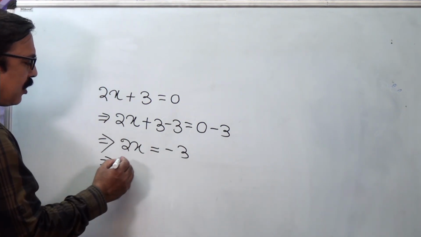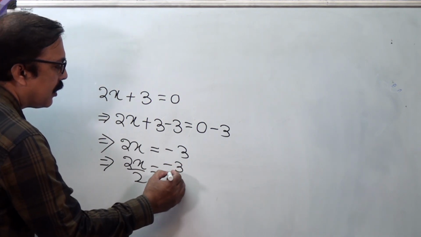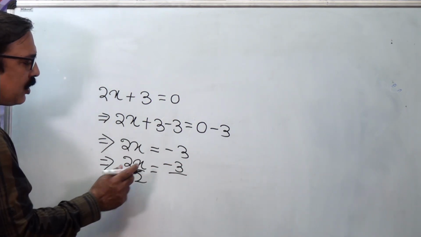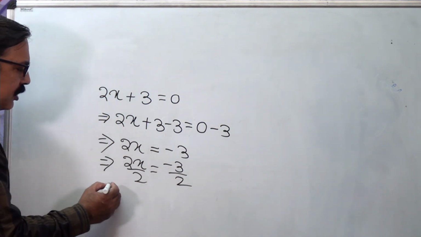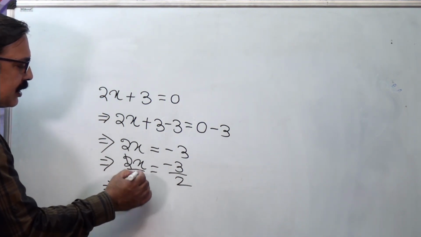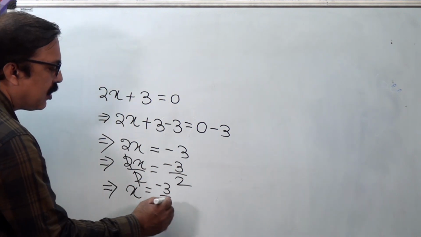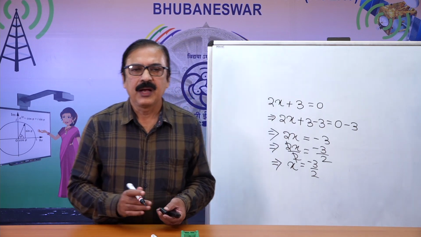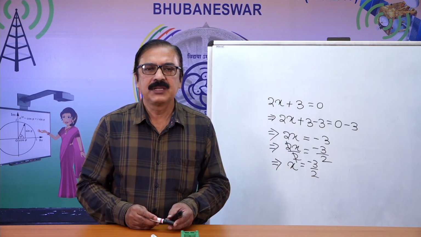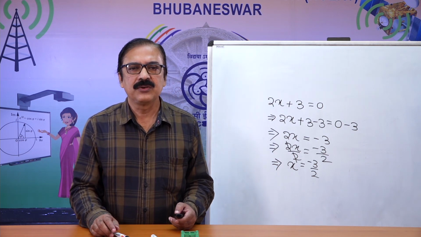Now divide both sides by 2. We get, on the left side, 2x by 2 and on the right side, minus 3 by 2. This gives 2 to cancel and x is equal to minus 3 by 2. So this is the solution of this linear equation 2x plus 3 is equal to 0.